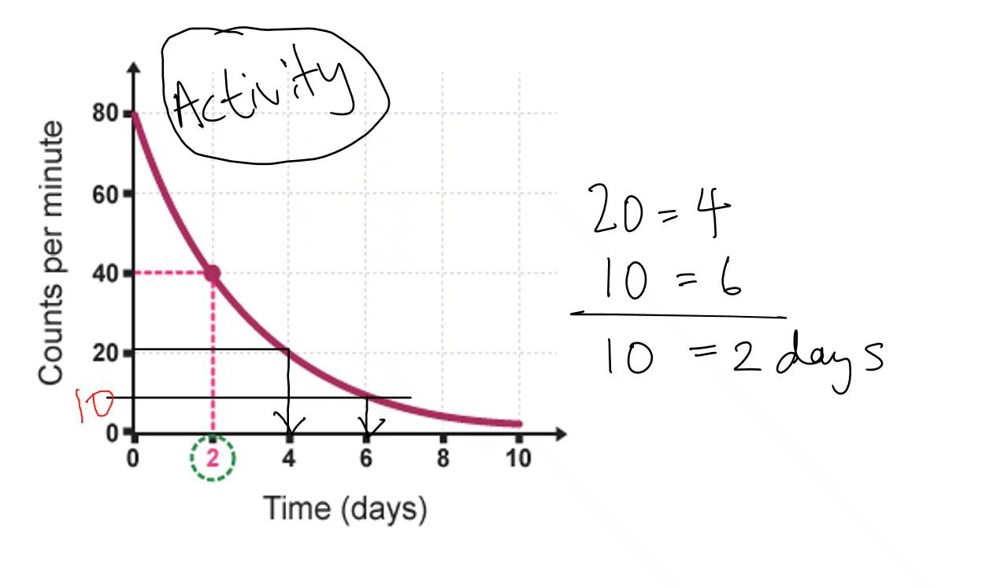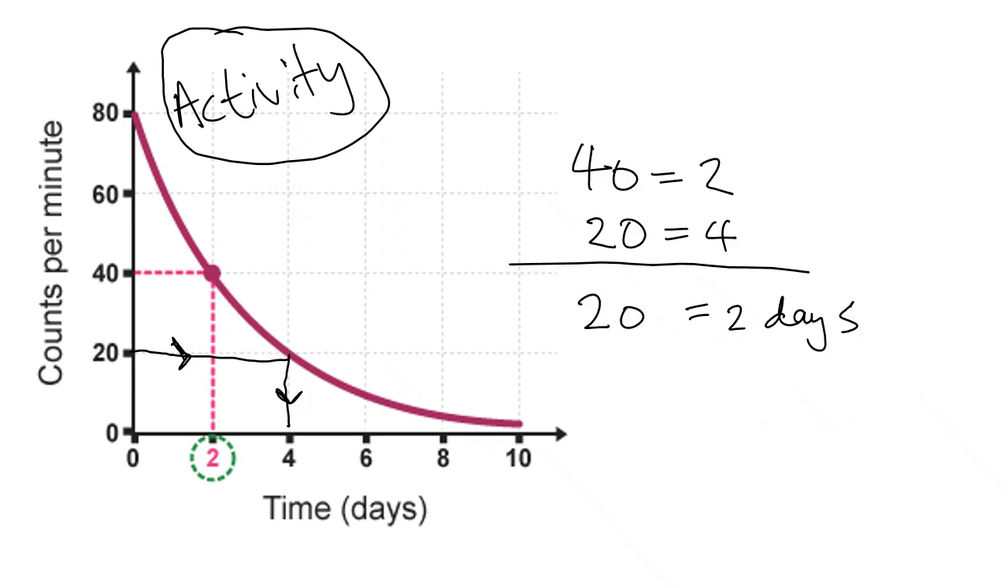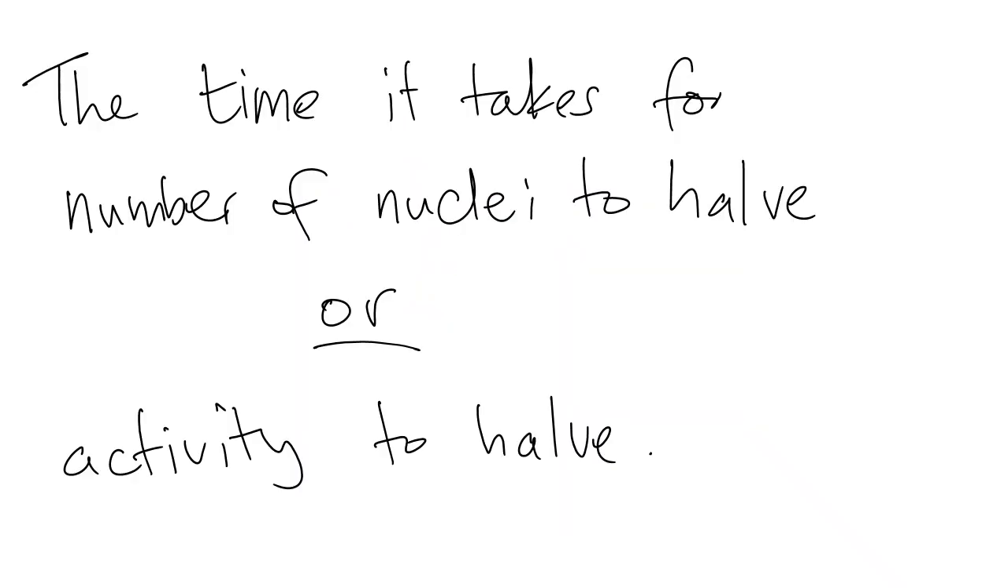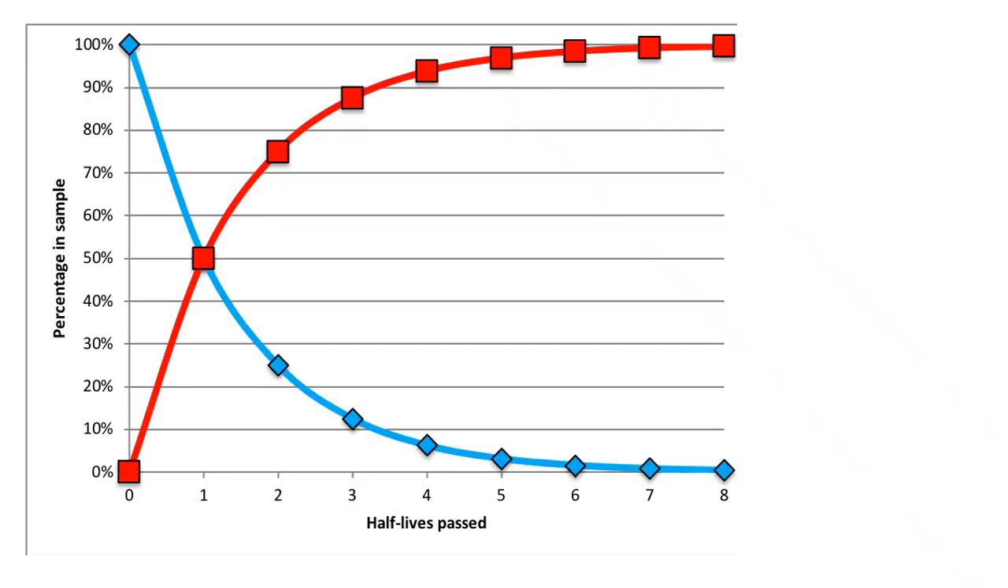You go across, you get from 4 to 6 is 2 days. That's the half-life, and the activity has halved. Again, from 40 to 20 is halved, but also it's 2 days again. So the half-life is the time it takes for the nuclei to get halved or the activity to be halved. Okay, so the time it takes for the number of nuclei to halve or the activity to halve.